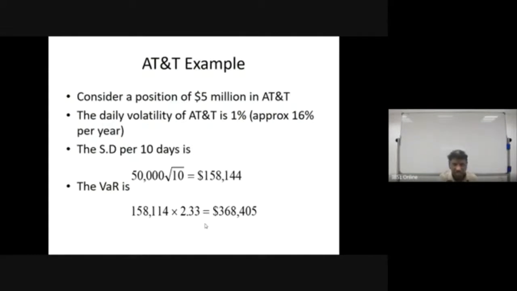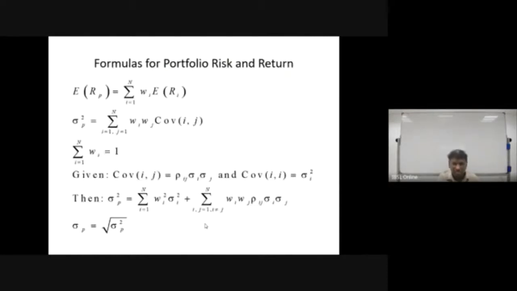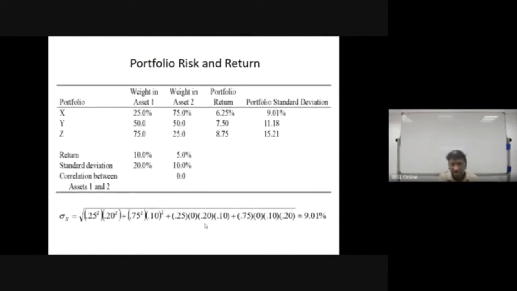Let's move on to another example, AT&T. If you have a 5 million portfolio, the daily volatility, that is sigma, is 1%. The 10-day volatility is how much? 5 million times 1% is 50,000, times root 10, which is 158,144. That is the 10-day volatility. So VaR is the 10-day volatility times the normal distribution value for the 99% confidence level, that is 2.33. So the maximum loss that could end up with your portfolio is 368,405, right?